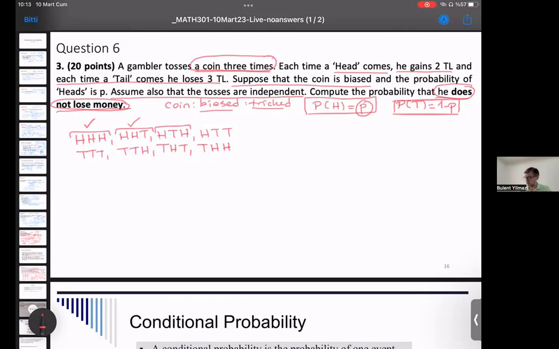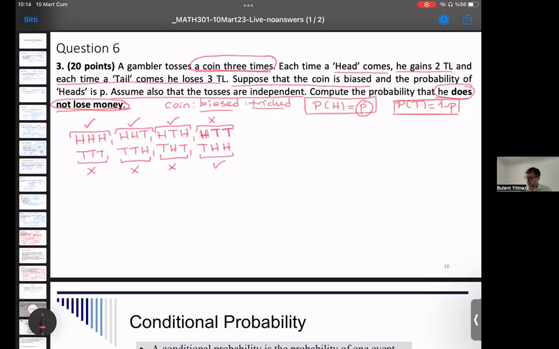Can he become like not losing money? Yes. How about head, tail, tail? No, right? Because there are 2 tails. He will gain 2 TL here, but he will lose 6 TL. So he will lose 4 TL at the end, right? Here, no, yes. So there are 4 cases in which this person will not lose money.